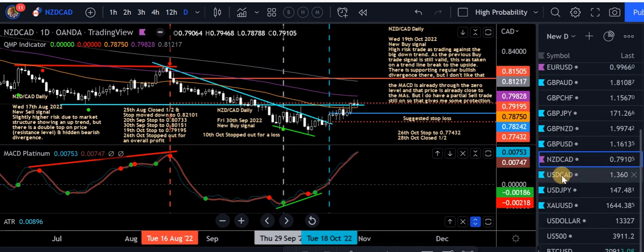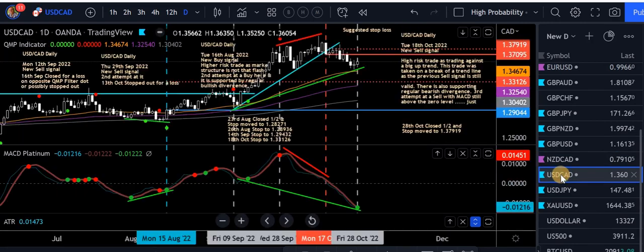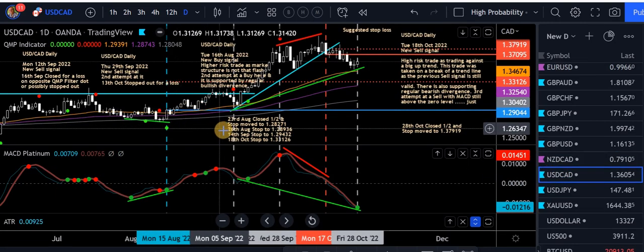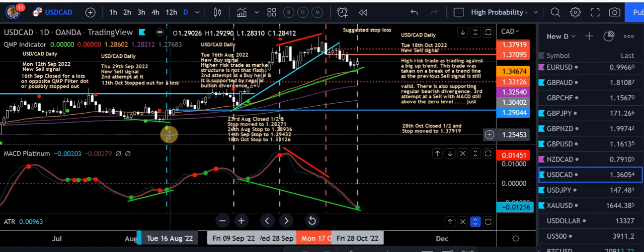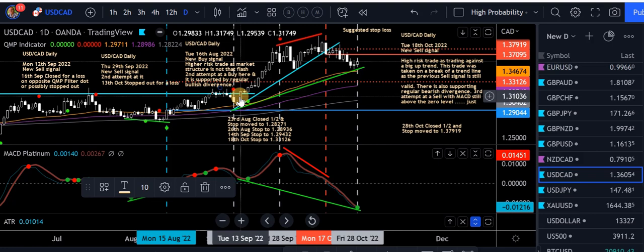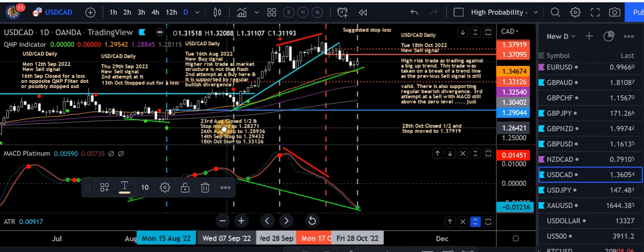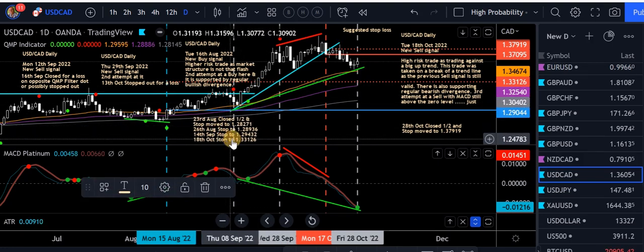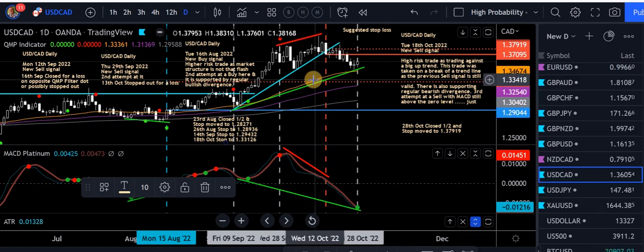It's New Zealand CAD. USD CAD, in a buy still from here. No, sorry, from here. Yeah, here, back here. So that's the 16th of August. Where are we? Look at the charts. Here it is there. All good. There's the trade management. So 18th of October stops up here.